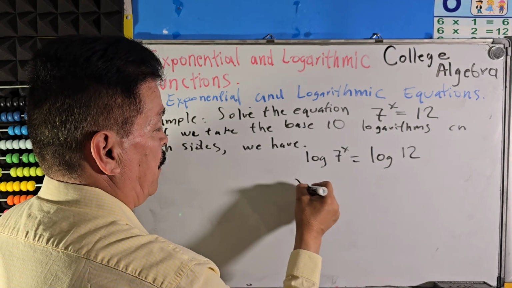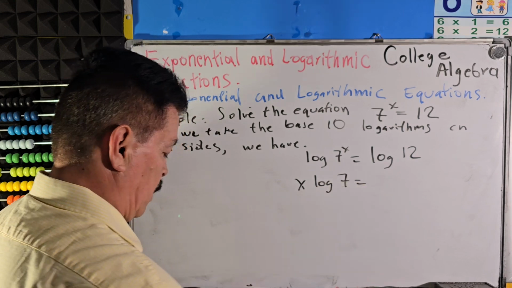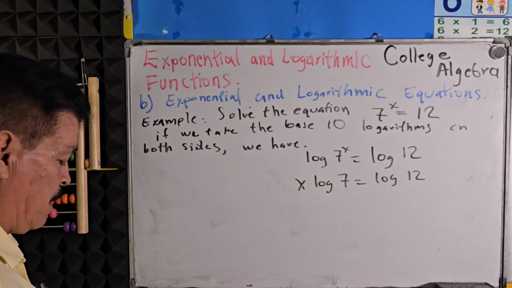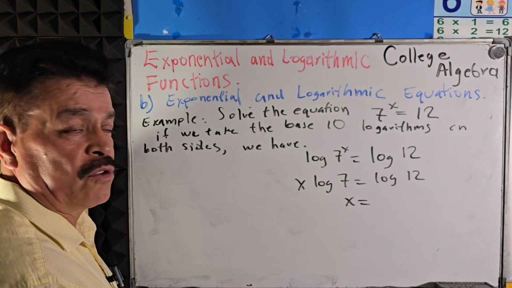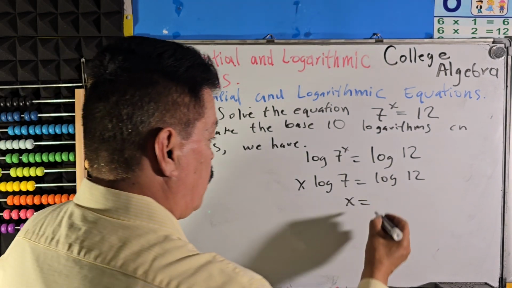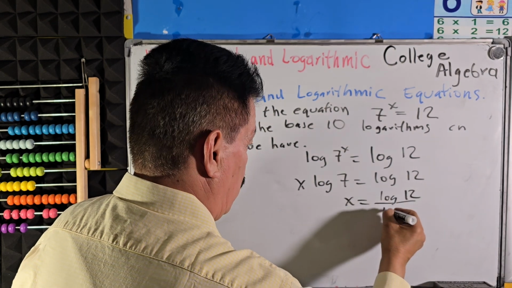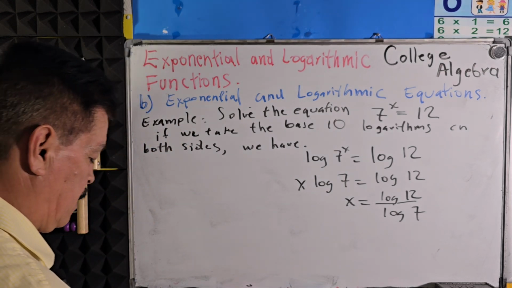So here we have x log 7 equals, next step, log 12. So then now we will have x equals, just solve the problem. So log 12 divided by log 7. See?